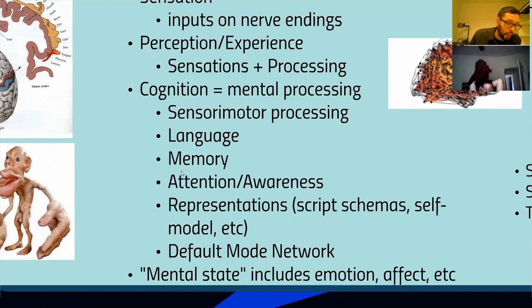Attention, awareness. Attention and awareness is about focusing. So you have lots of inputs. I have lots and lots of nerve endings all over my body. Those nerve endings are receiving input from the environment at an alarming rate. And I don't have the cognitive capacity to attend to all this input. So attention is the cognitive process that focuses my resources onto particular kinds of inputs, particular kinds of thoughts.